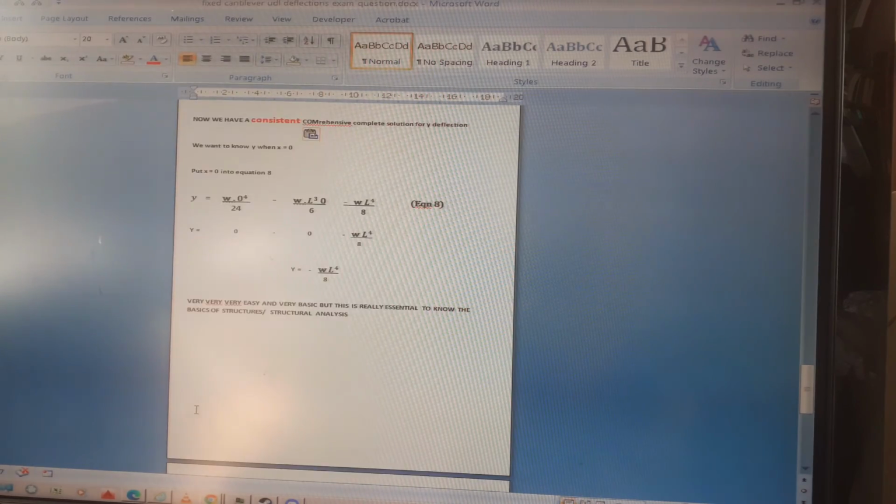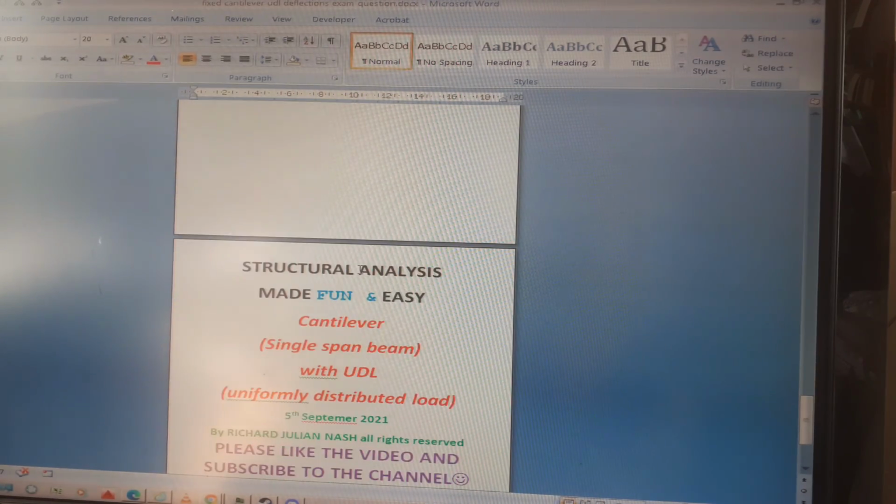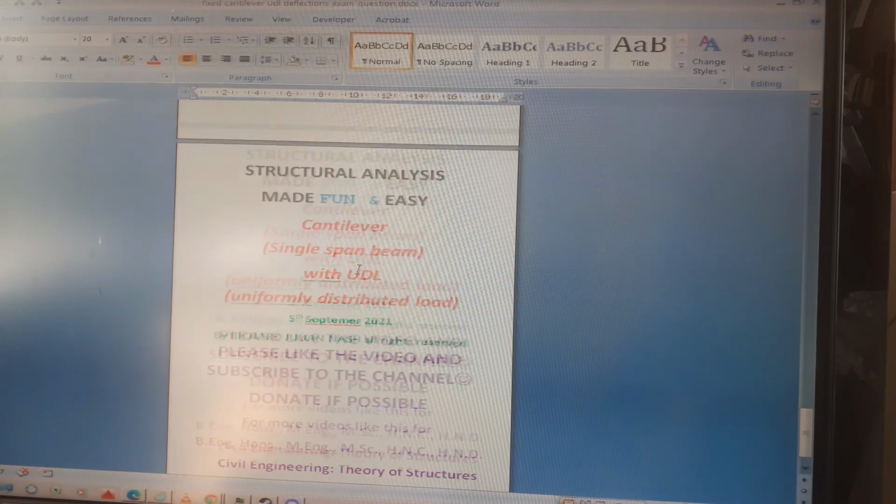So that was it. It was very, very basic stuff, but it's very essential to know the basics of structural analysis. It will probably come up in the exams.